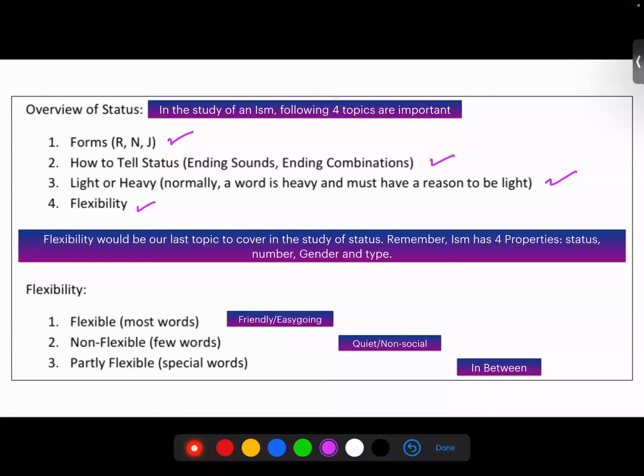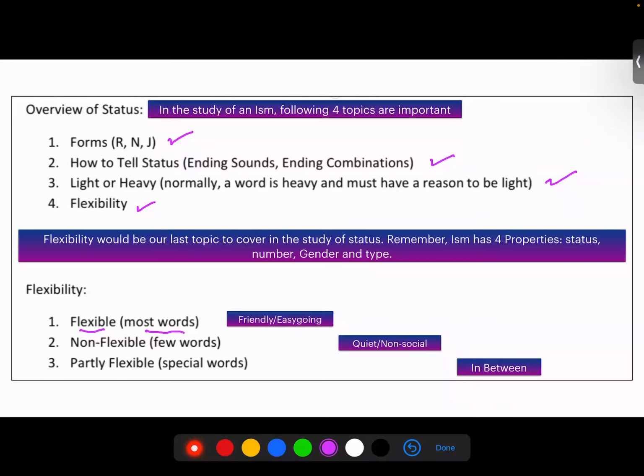Okay, so what is flexibility? Basically, this is what we are going to talk about today. Flexibility can be of three kinds, meaning an ism can be flexible in three ways. One is that it is 100% flexible. Most of the words in Quran Pak are completely flexible. Muhammadun, Muhammadan, Muhammadin. Masjidun, Masjidan, Masjidin. All three status they are showing differently, right? That is called completely flexible.